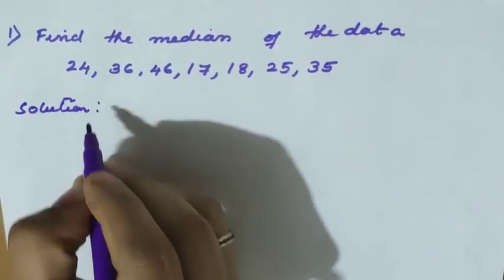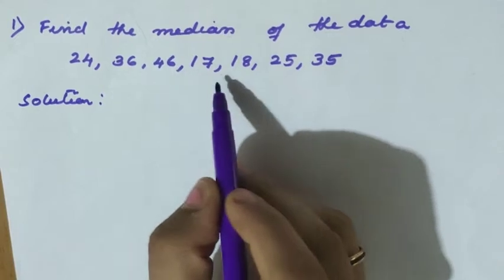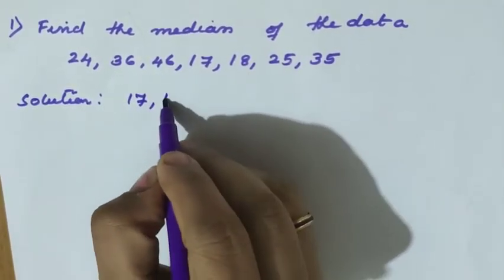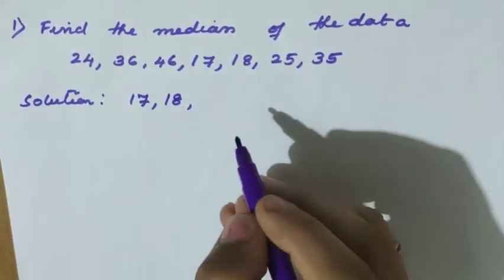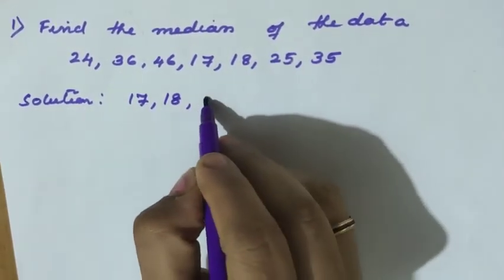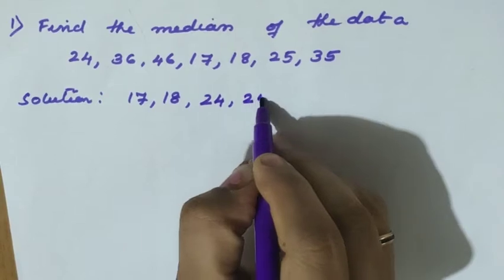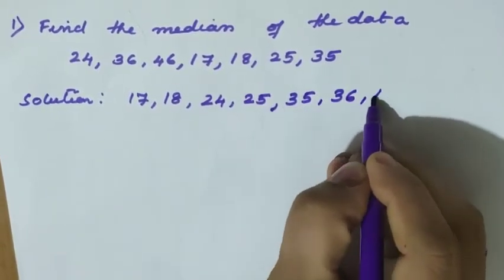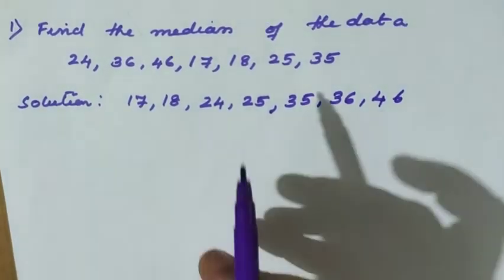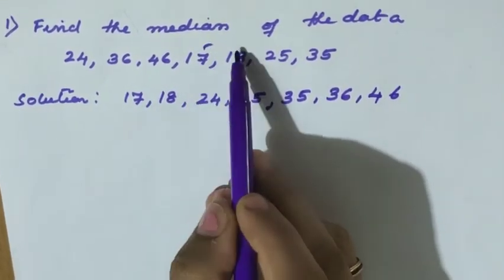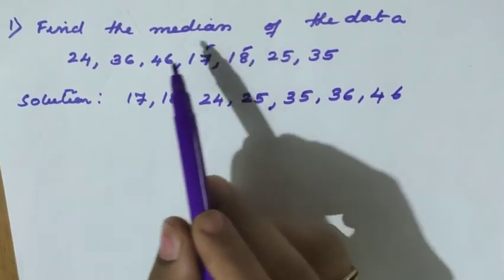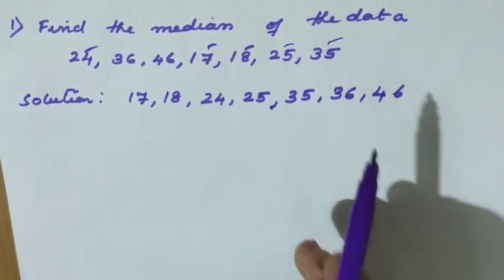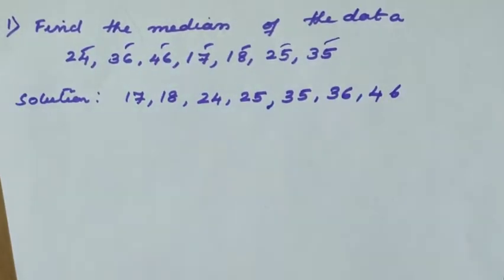We should arrange the data in ascending order. So which is the least one? It is 17. Next greatest number is 18. Like that we have to arrange the data. I'll arrange next 24, 25, 35, 36, 46, right? 17 over, 18 that is also over. 24 means here, 25 here, then 35 here, and 36 and 46 we have arranged.